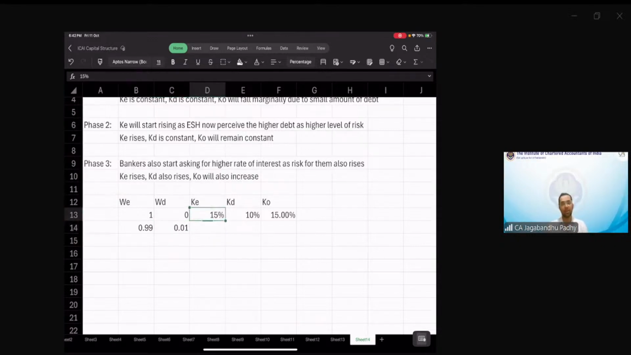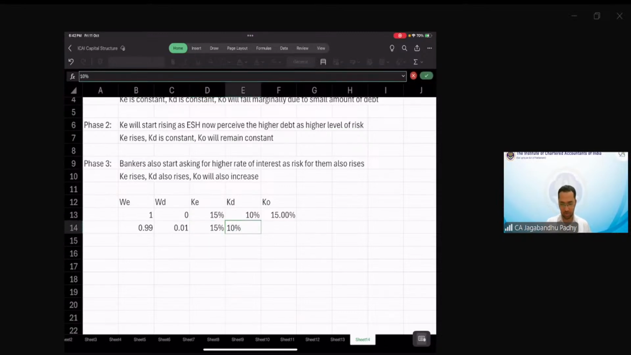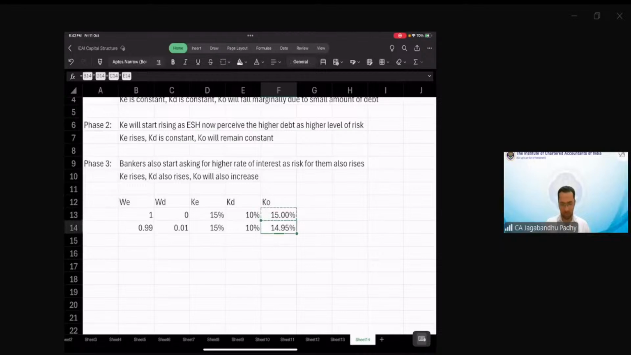Are we expecting an impact on cost of equity? No, it will remain constant. Right, so let's take it as constant. Cost of debt is also remaining constant. So now the overall cost of capital has reduced marginally.